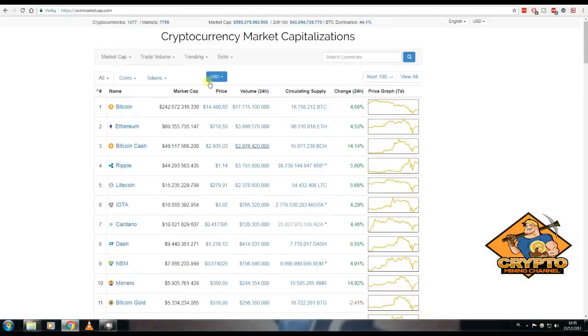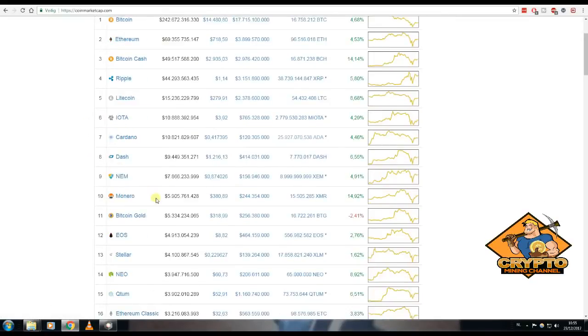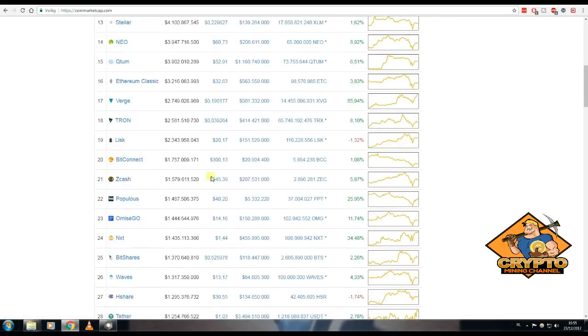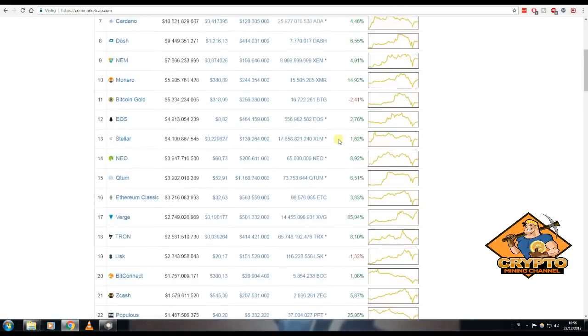So if we take a look at CoinMarketCap, if we see Monero here, it's $380. A few months ago it was $50, but of course it started out like Verge with a few cents. Zcash is at $545. And Verge is at 19 cents. Of course they went up 85% in the past 24 hours, but still, I wanted to wait. Because the coin, an hour ago it was at 16 cents or 15 cents, now it's at 19 cents.